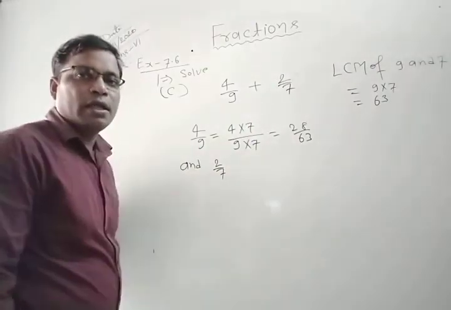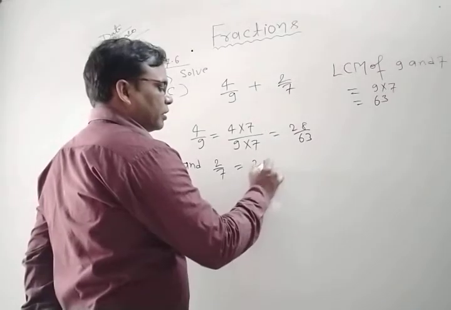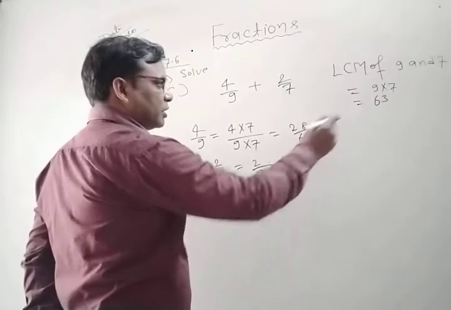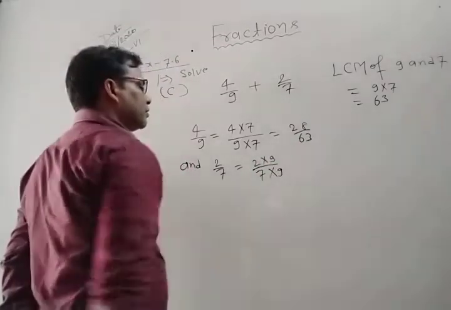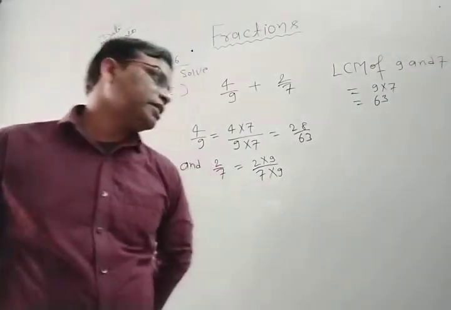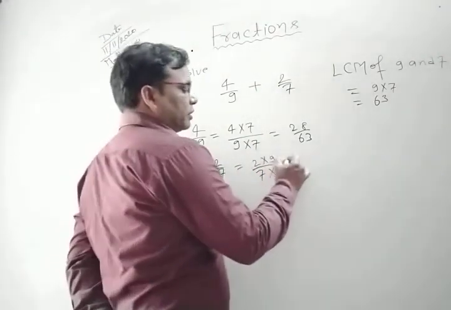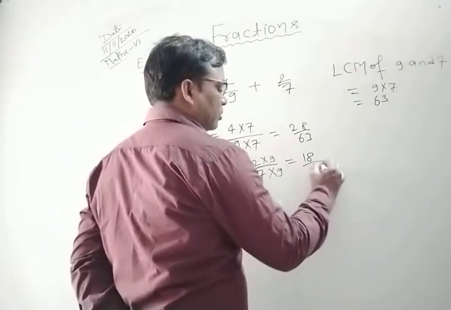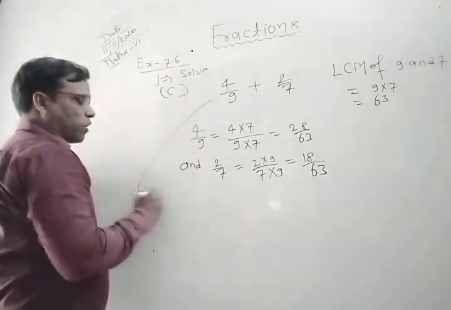Both are unlike fractions, so first we make them like fractions. So you multiply the denominator by a number so that it becomes 63. You can multiply 9 by 7, then you get 63. So for this we multiply the same number in the numerator, so it becomes 2 into 9, 18, and 9 into 7, 63. Clear?